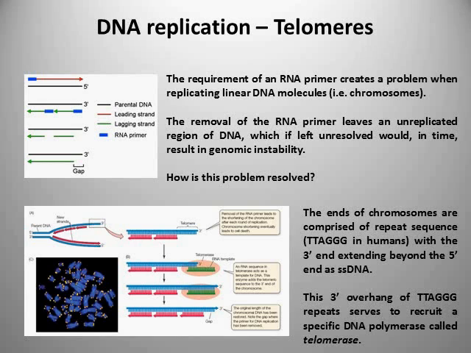Well, the end replication problem is basically overcome via an enzyme called telomerase, which is a very clever, complex enzyme. It overcomes this in conjunction with specialised telomeric repeat regions of DNA which exist at the end of eukaryotic chromosomes. When you get to the end of a chromosome, you see that the DNA sequence is comprised of many repeats of a sequence, in humans TTAGGG. The second thing you see is that the 3' end of the chromosome extends beyond the 5' end as single-stranded DNA. So you don't just get a flat-ended, blunt-ended, double-stranded DNA molecule at the end of the chromosome.